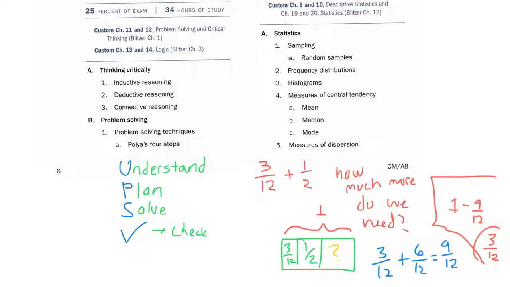You should reduce that. And then you're going to want to check. Well, how would you check? Well, you would add 3/12 plus 1/2 plus another 3/12, and you would check to see if you get 1. Okay, so you want to check, in other words. All right, so that's Polya's 4 steps: understand, plan, solve, check, UPS, check.